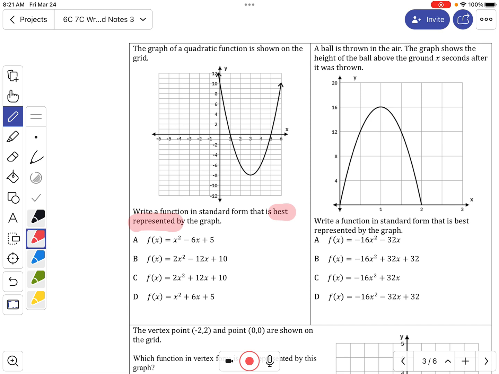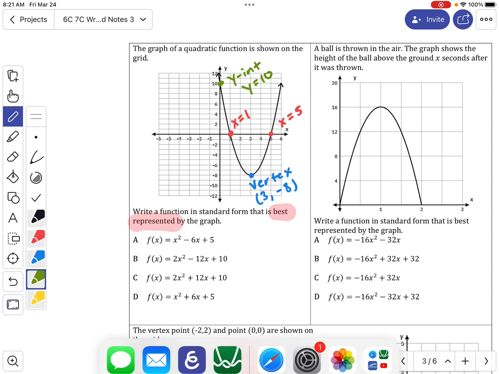The easiest points that we want to look for when we start graphing these on Desmos are your zeros. So here we have 1 and 5. The vertex is also a good indicator. So your vertex here is (3, -8). And sometimes you have the y-intercept. So the y-intercept here would be y equal 10. If we can have any of these match on Desmos when we start graphing these, that is our answer.